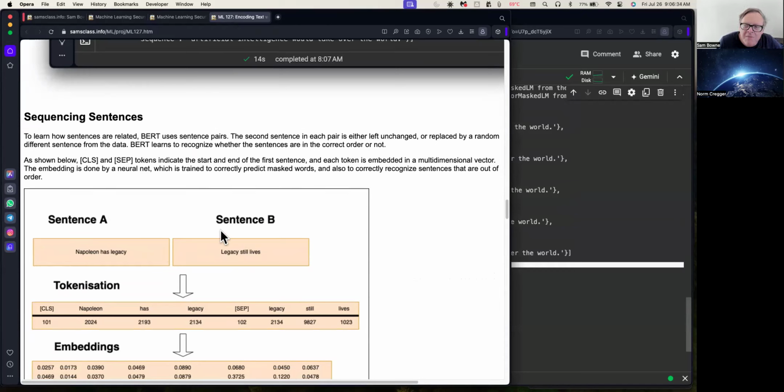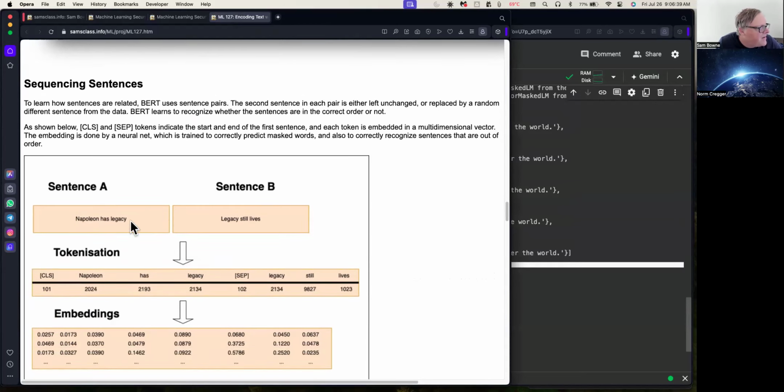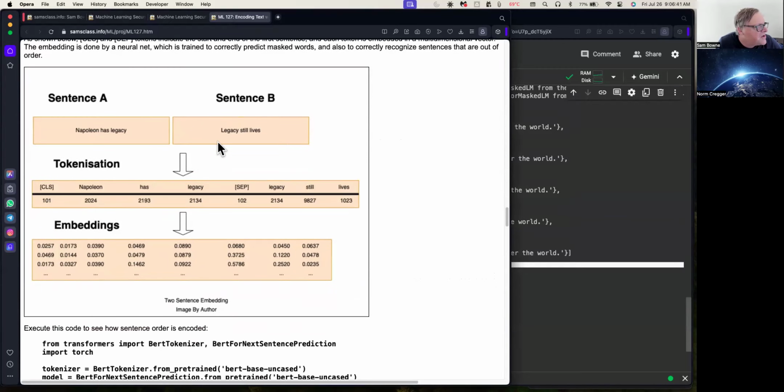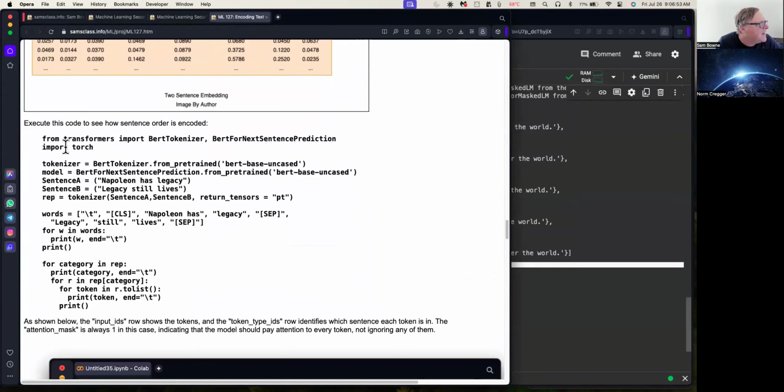And the next thing is how to make paragraphs that look good. And it does that with masking. So you have 2 sentences in a row, and half the time it replaces the second sentence with a random different sentence, and it can learn to detect whether a sentence is appropriate in the context or not, the same way. And so this is how sentence order is encoded.